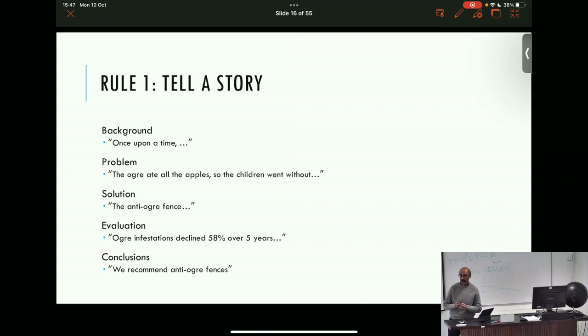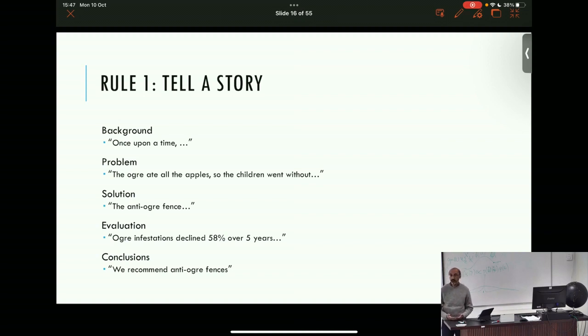Okay, so preparation. Tell a story, right? Human beings are primed to absorb stories. We love stories. We want to know stories. So, for example: once upon a time, the ogre ate all the apples, so children went without. That's the problem. The solution is the anti-ogre fence. Evaluation: ogre infestation declined 58%. Conclusions: we recommend anti-ogre fences. This is what I call the ogres and apples story.